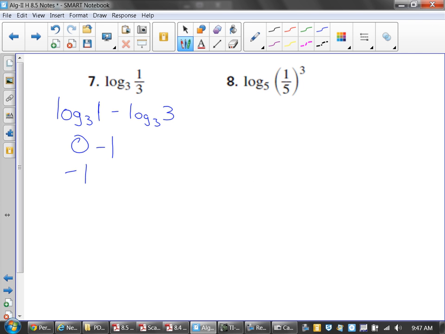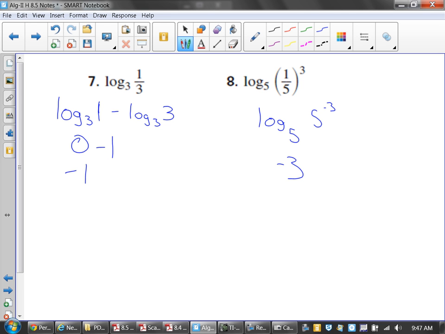So how would I rewrite the 1/5 as a base 5? Wouldn't that be 5 to the negative 3 then? Do you guys agree? Why? If I rewrite 1/5 as a base of 5, isn't that 5 to the negative 1? All I do is multiply, and so your answer would be negative 3.